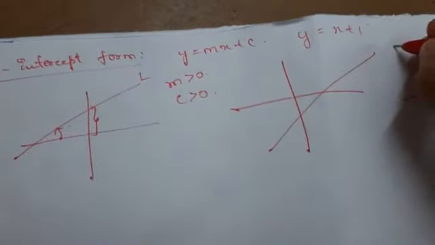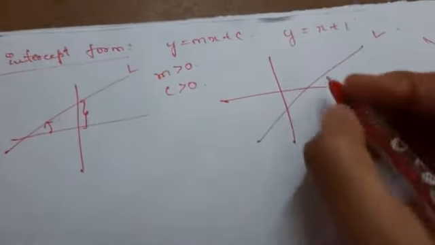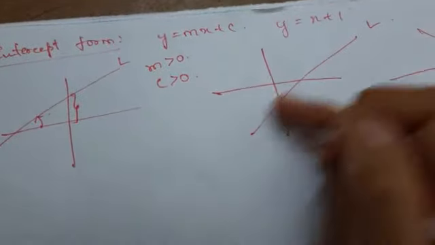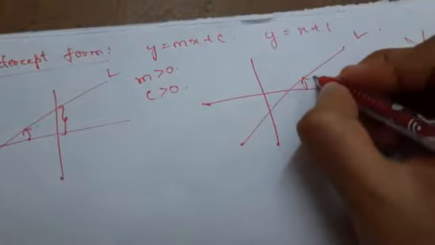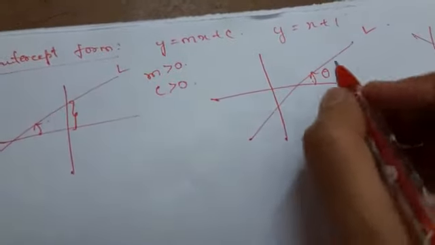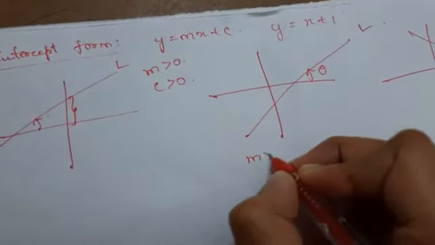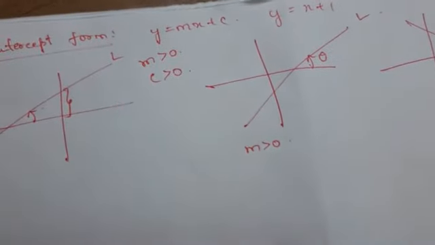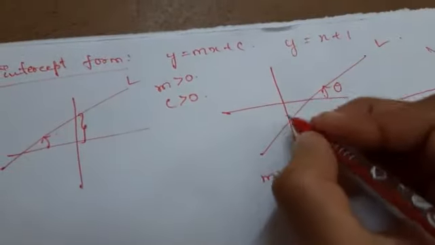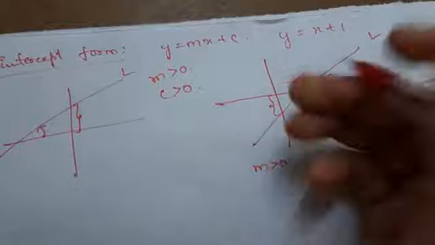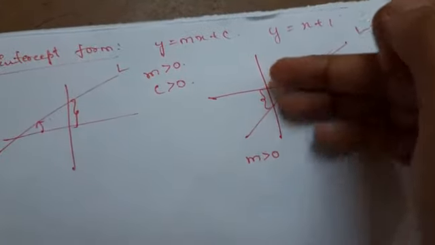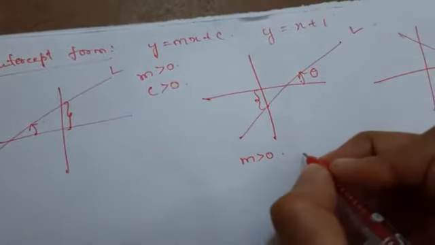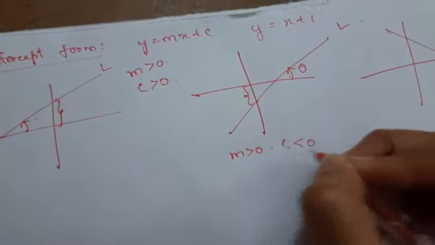Suppose the line is of this form. Here you can see what is the angle formed by this line with respect to the x-axis in the anti-clockwise direction. That is again an acute angle. Since it is an acute angle, our slope is positive, greater than 0. What about our y-intercept? Here the y-intercept is lying below the x-axis on the y-axis. So our y-intercept is less than 0.